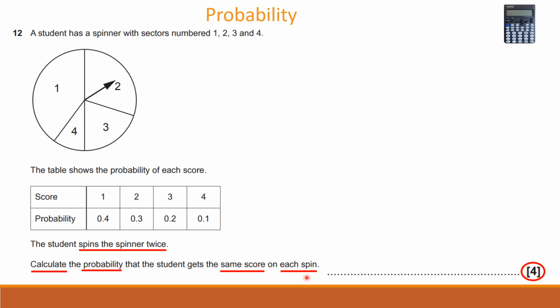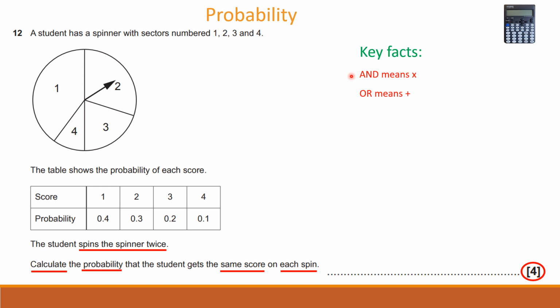We've got to work out how to do that. The key facts. The word and in probability means multiply. The word or means add. And these two keywords are really, really important.